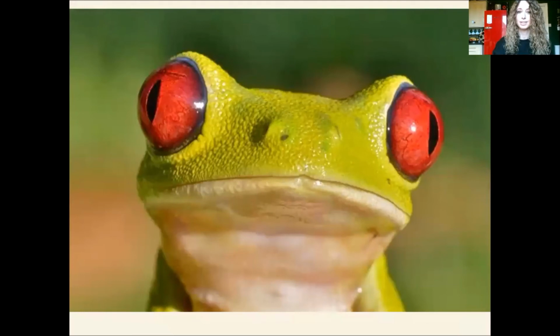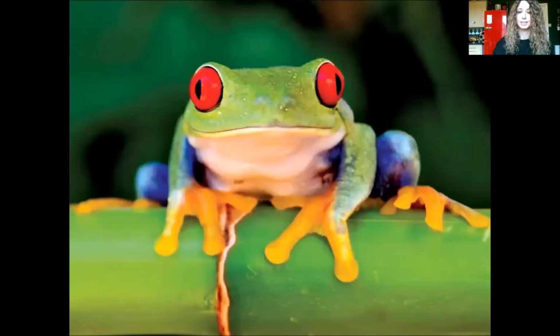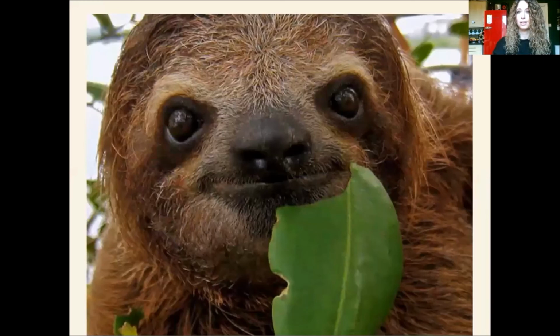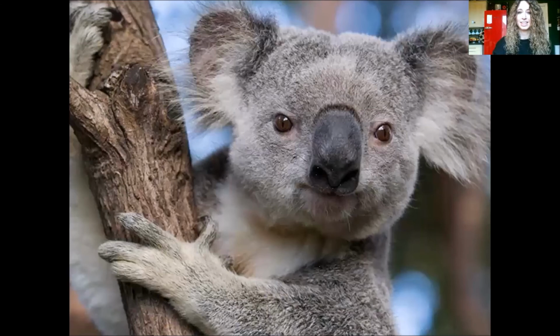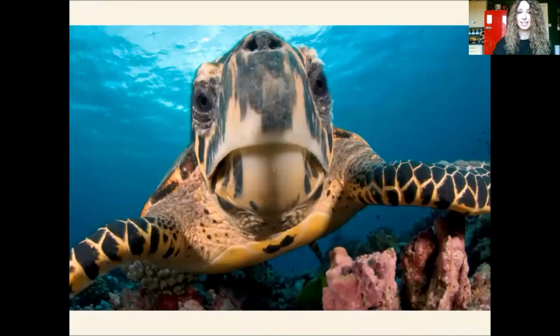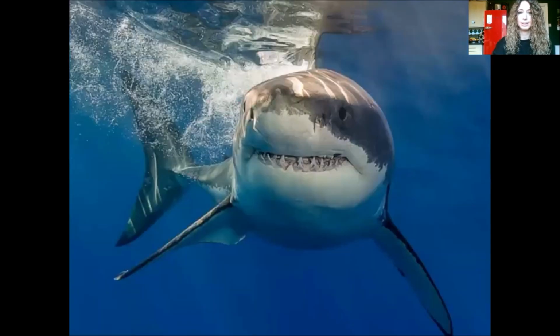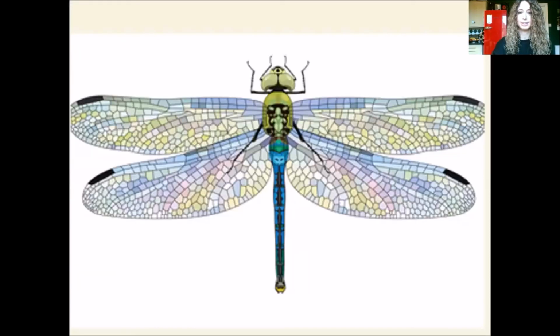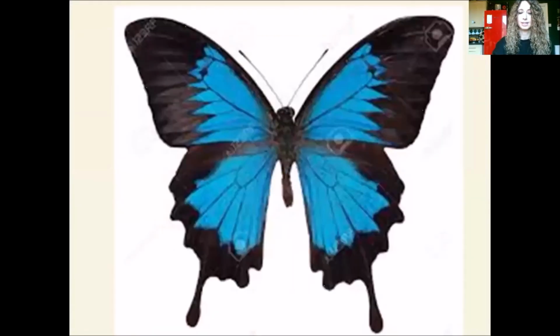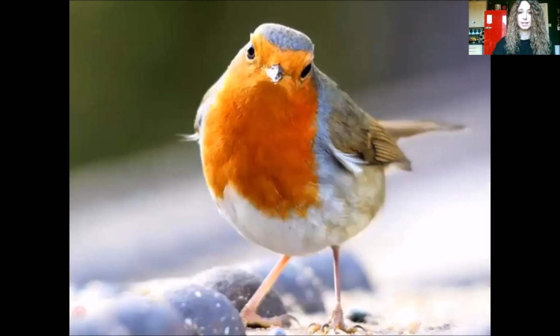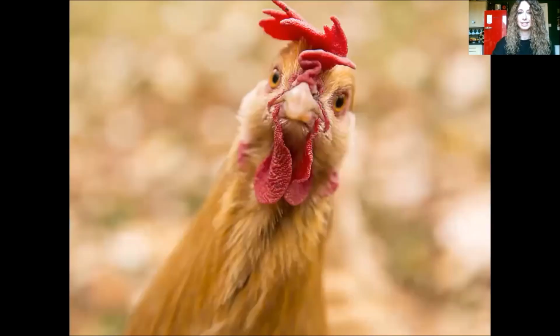I love frogs. I know some of you are going to pick sloth. Very grumpy looking turtle. A rather amused looking shark. I'd say he looks fairly cheeky as well. This is a chicken with attitude.